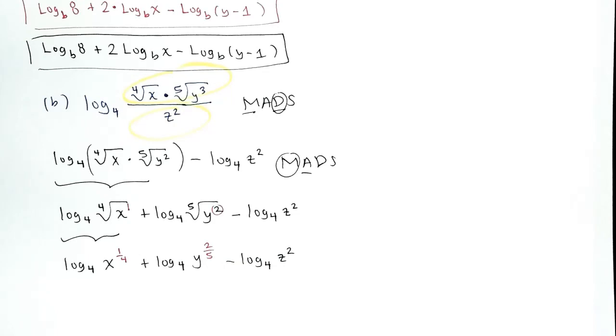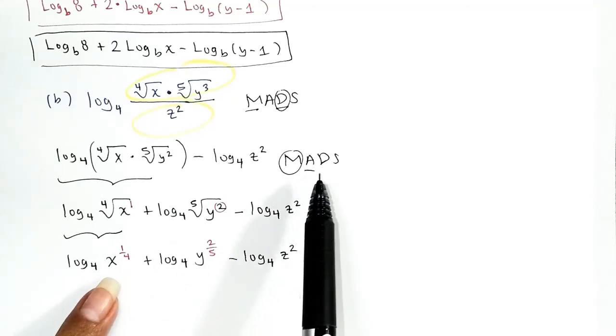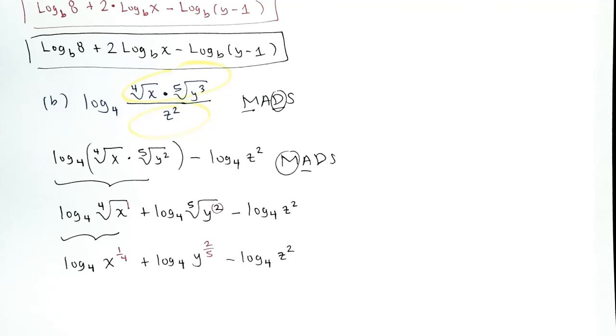Now we have established that we cannot continue to expand or split the logs. None of the arguments is a multiplication problem. None of the arguments is a division problem. So we cannot continue to expand or split the logs, but we can rewrite the logs. How? We're going to use the power rule for logarithms. For the arguments, we always want to present them as clean cut as possible. So if the argument has an exponent, we got to get rid of it.